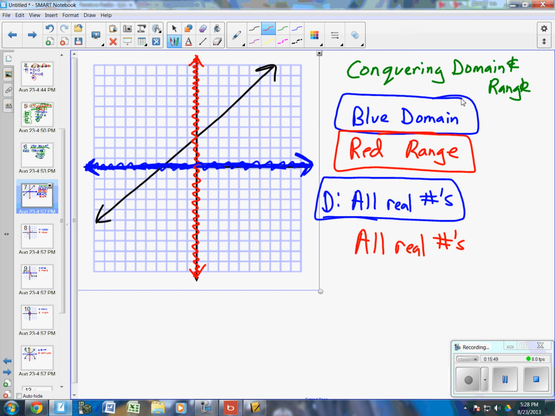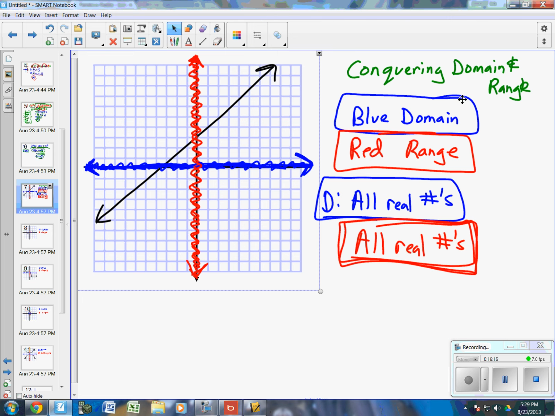Well, looking at the range is how far it goes up and down, or the y values. Well, it goes forever up and forever down. So the same thing, I color in the y-axis where the range is, and it goes forever up and forever down. Therefore, my range is all real numbers. Remember, you can pause this if I'm going too fast. I'm going to go to the next problem.